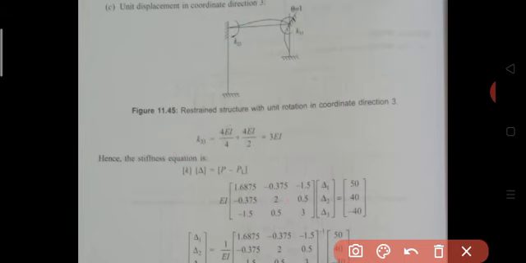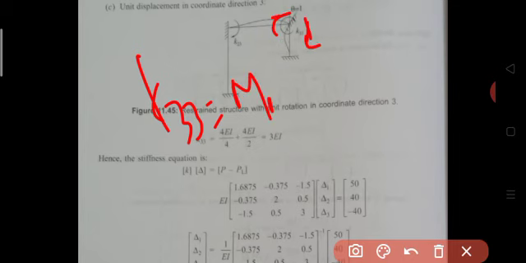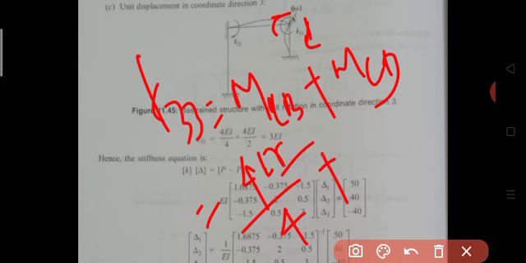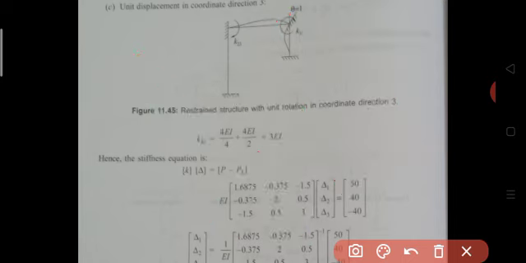Then K33 is the force developed in the third coordinate direction due to unit displacement in this same third coordinate direction. The third coordinate direction is the moment coordinate direction, so you get a moment. What are the moments? At the joint C we have two moments, MCB and MCD. MCB is 4EI by 4, and MCD is 4EI by 2. Therefore, you get 3EI.